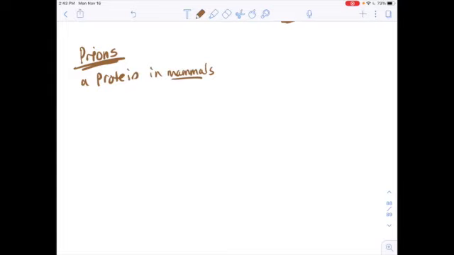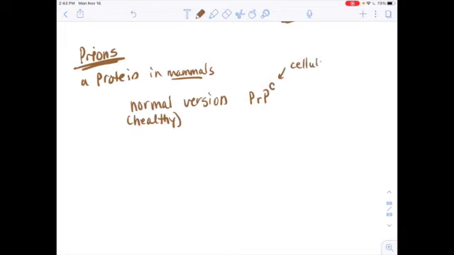The normal, let's say healthy version, let's call it prion protein cellular. That C is for cellular. And here's our little globular protein.